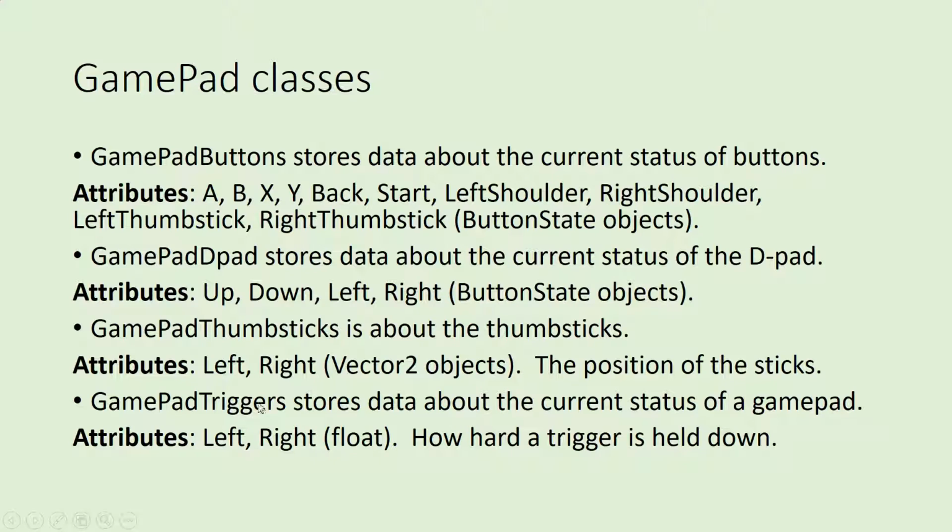The gamepad triggers. These are two trigger buttons which can be held down. They're pressure sensitive, so they are floating points, with 0 meaning they're not held down at all, 1 meaning they're fully held down, and a decimal place in between being somewhere in between.